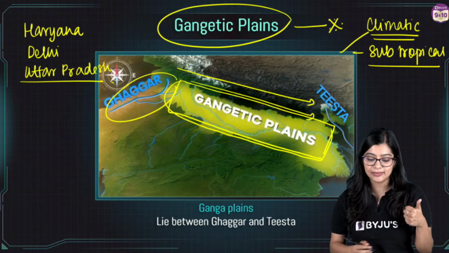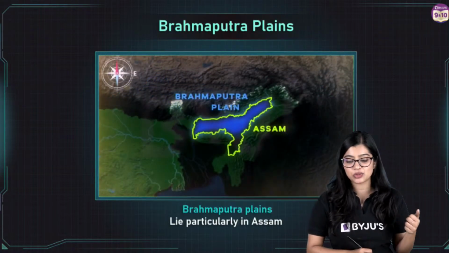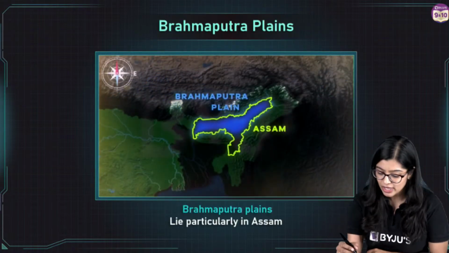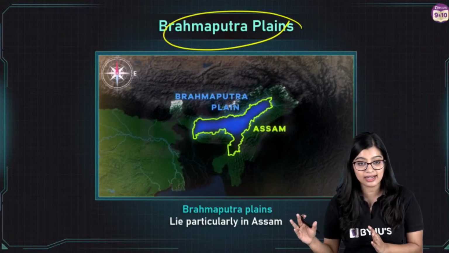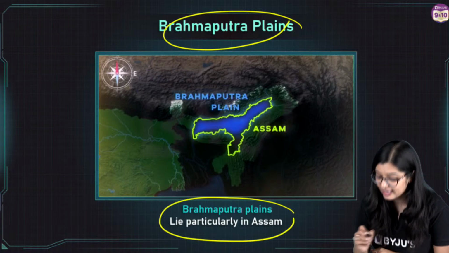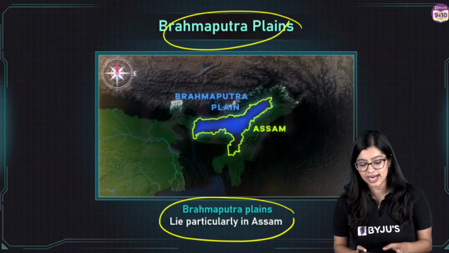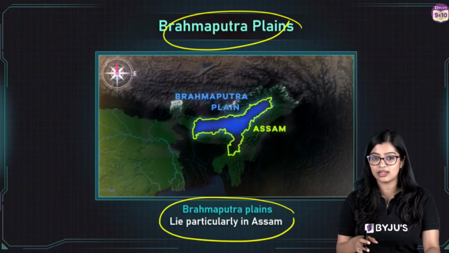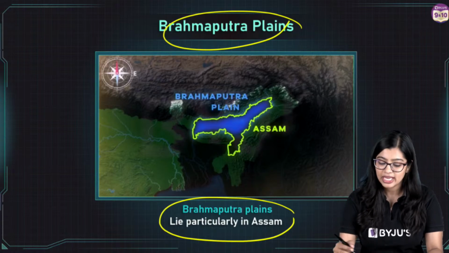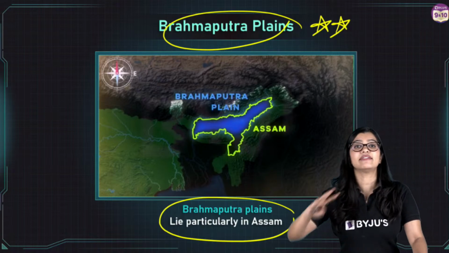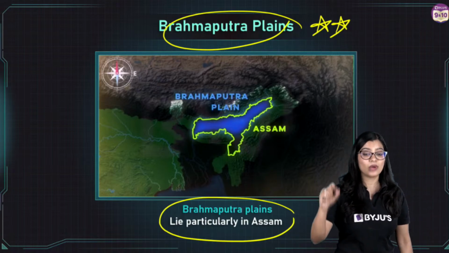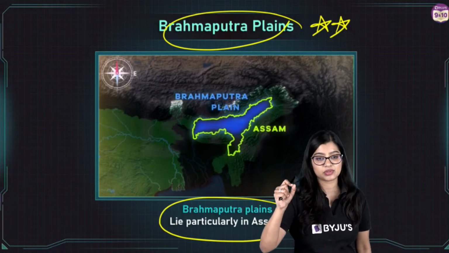Are we all clear? Now we will move on to the last one, which is the Brahmaputra plain, right? The Brahmaputra plain normally lies on the eastern side, and of course it mainly lies in the Assam region, right? And again the river that is draining here is the Brahmaputra river. Easy peasy questions. Now this is the division of northern plains with respect to the river systems, right?